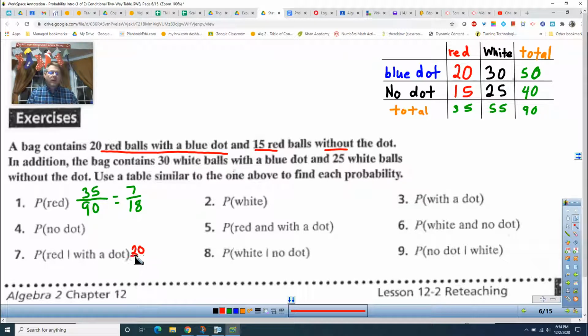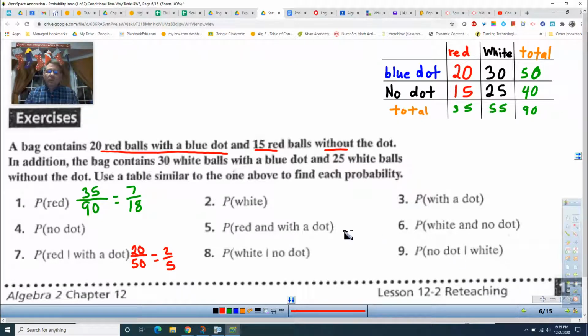20 out of 50, which reduces to 2 over 5. All right. Now, what about number 5? It says "and." Okay. So it says, what's the probability that you pick a red ball and it has a dot? Now, is this out of the entire bag or just out of one part of something? Well, it didn't say "given that," did it? So it's talking out of the entire bag.